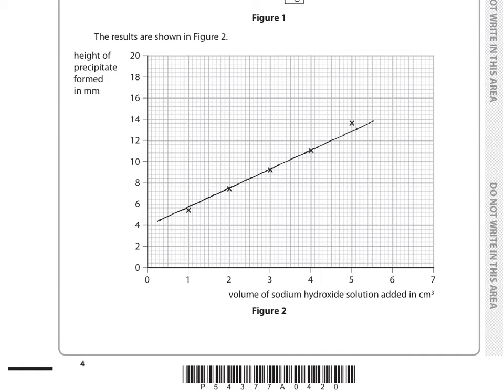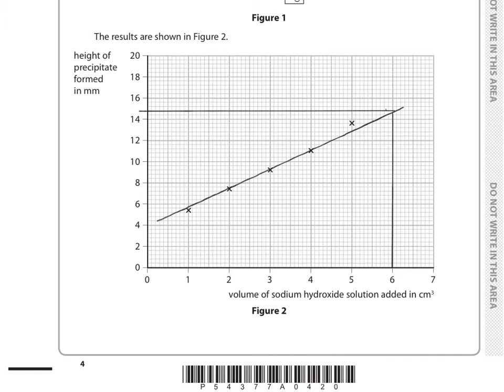Now, the second part, it says, what is the height of precipitate formed with 6 centimetres cubed of sodium hydroxide? Now, the first mark was for extending your line of best fit out so it goes to 6 centimetres. So if your line went that far, you got 1 mark. And then you had to read off the height when it was 6 centimetres cubed, which the best way is to draw these 2 lines on there, and then you have to read off that value on the y-axis.